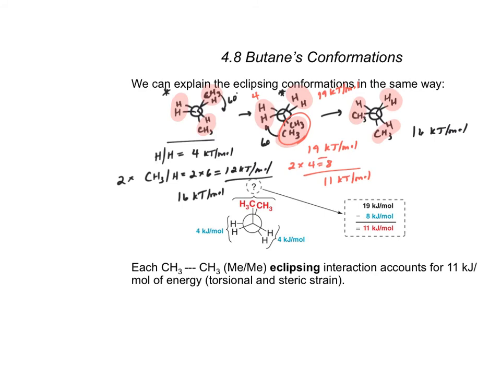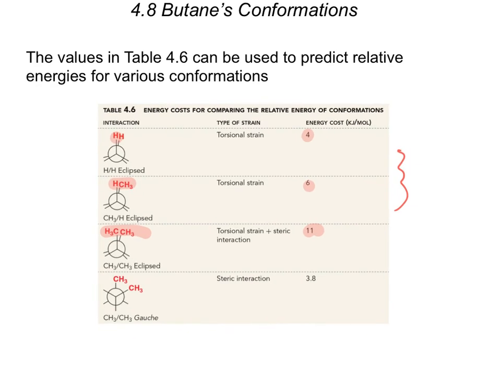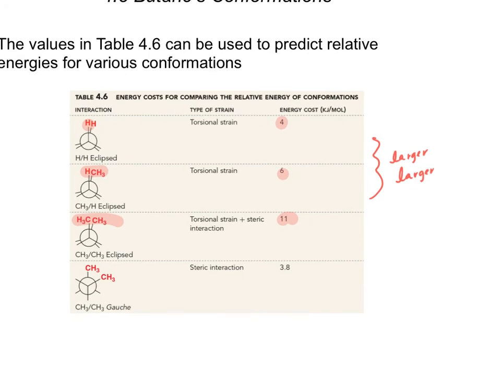Okay, so now we've calculated quite a few of these eclipsing interactions as well as the staggered interactions, and we can summarize that in the following table, right? So we now know that a hydrogen-hydrogen eclipse costs about 4 kilojoules per mole. A methyl-hydrogen eclipse costs about 6. A methyl-methyl eclipse is 11. And overall, with respect to all of these conformations, the larger the alkane that we're eclipsing, the larger the energy penalty, the greater the energy it's going to cost to move into an eclipsing conformation.